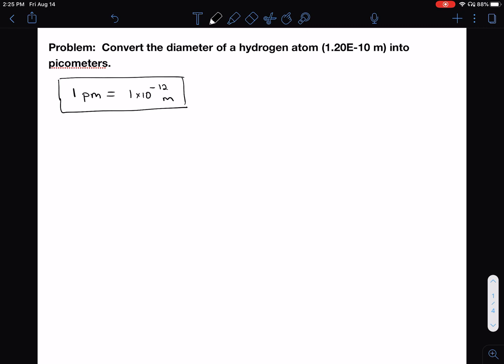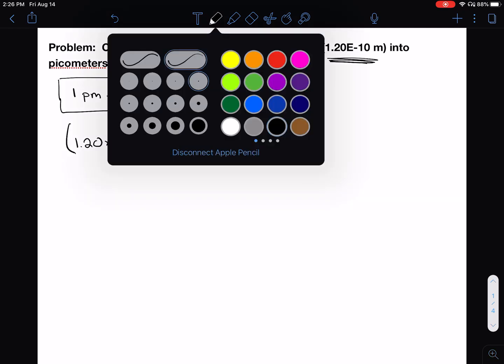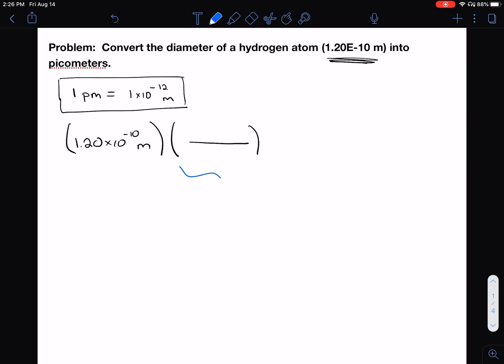When we go ahead to solve this problem, we're always going to start with the number that's given. So we are given 1.20 times 10 to the negative 10th meters, and then we're going to put that in parentheses, and we're always going to multiply by a unit conversion. So in parentheses here, this is our unit conversion. So this is often what we look up from some place. So we look up our unit conversion, and the way we're always going to set this up is we want our units to cross out.